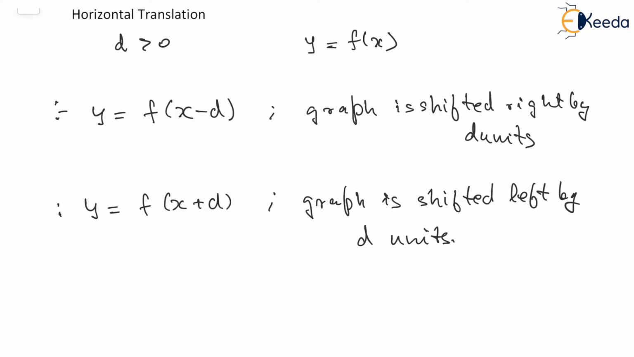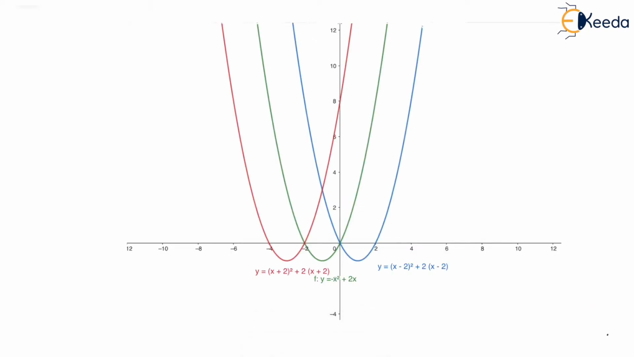We'll try to understand this with the help of a graph. Now in this case, the initial graph we had is y equal to x square plus 2x. Now making the change, that is f of x plus d, that is x plus 2 whole square plus 2 times of x plus 2, changing x to x plus 2, we can shift the graph by 2 units to the left. So we can see that this graph has been shifted towards left as compared to the graph we had here, the green one, by 2 units.